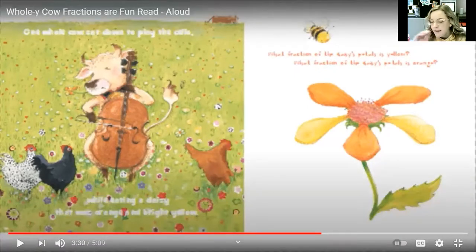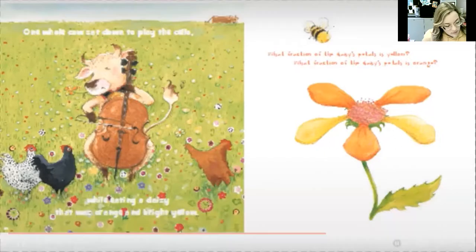Oh, excuse me, that came out of nowhere. All right, so we have 5 petals still. 2 of them are yellow. So that means the other of the 5 have to be orange. 1, 2, 3 out of 5 petals are orange. You call that 3/5. That's right. 3 out of 5. 3/5.